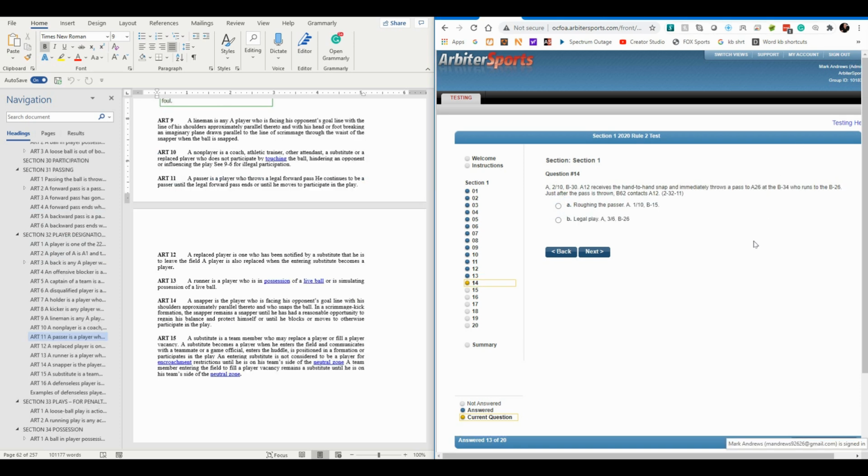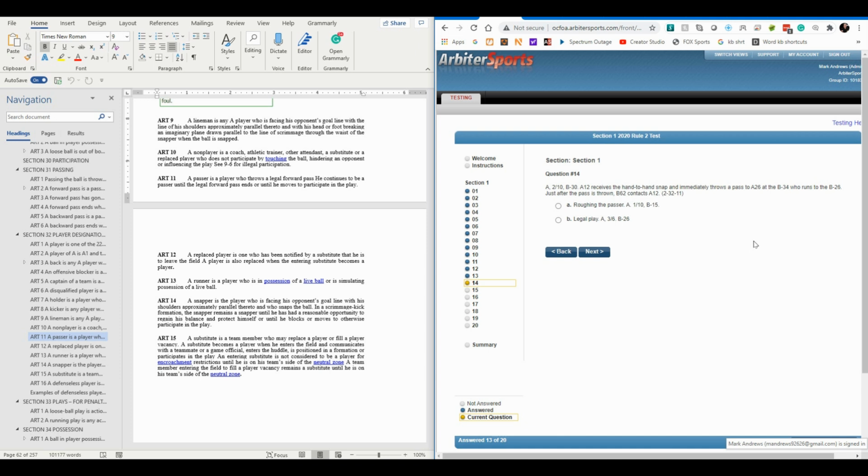Okay, question 14. I am not a fan of this question. It's too ambiguous. So if you got it wrong, don't worry about it. A 2nd and 10 on the B30. A12 receives the hand-to-hand snap and immediately throws a pass to A26 at the B34, who runs to the B26. Just after the pass is thrown, B62 contacts A12. Is that roughing the passer, which we have a first and 10, or is it a legal play, a 3rd and 6 at the B26?